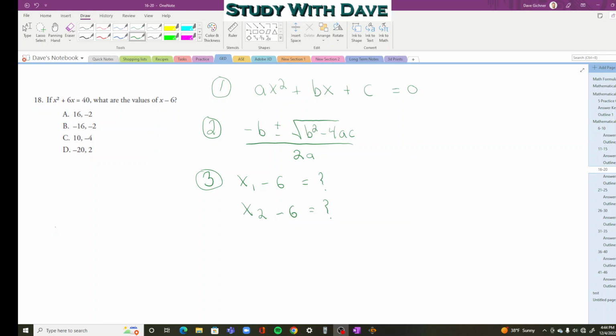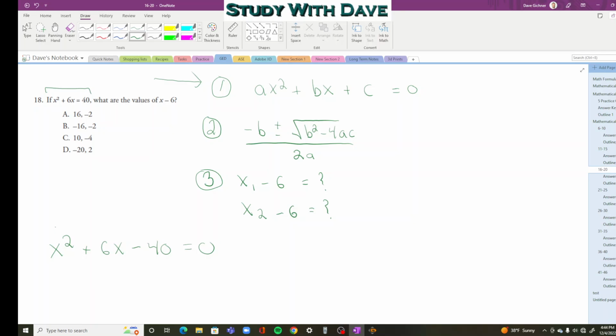So basically what we're doing here is taking this first equation, x squared plus 6x equals 40, and we are going to put it into this form. And basically, the only thing that we have to do is subtract 40 from both sides. So it'll be like so: x squared plus 6x minus 40 equals 0.